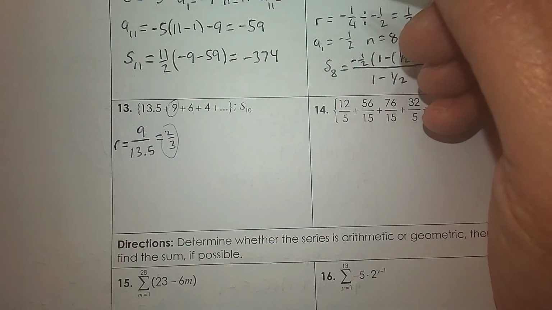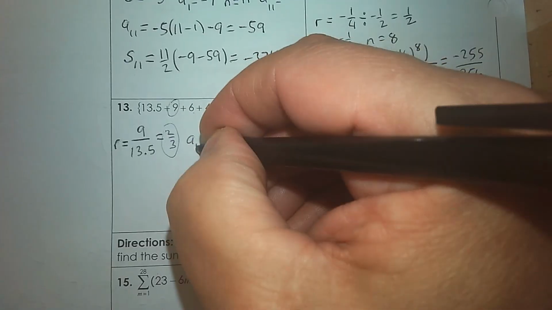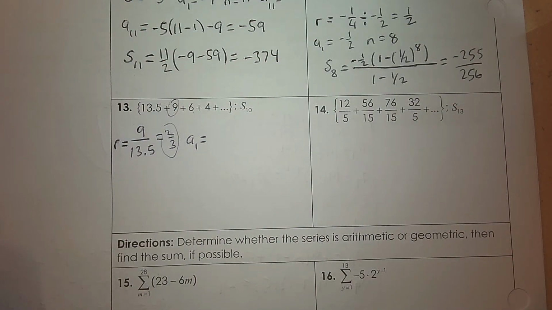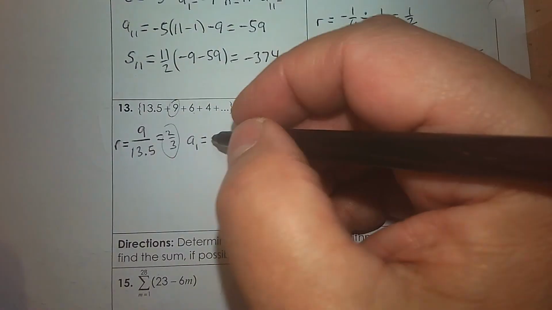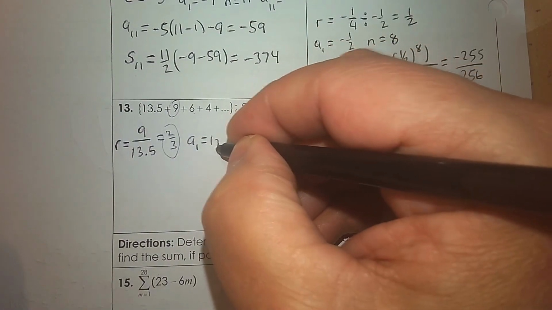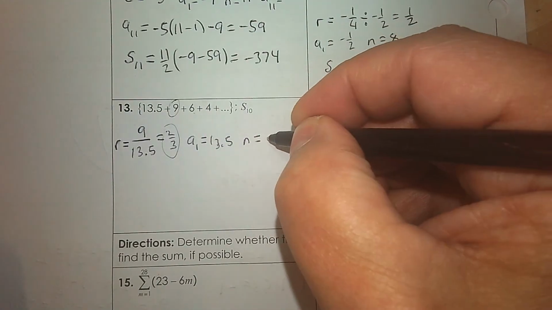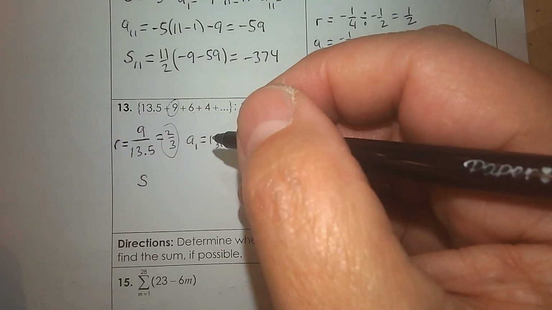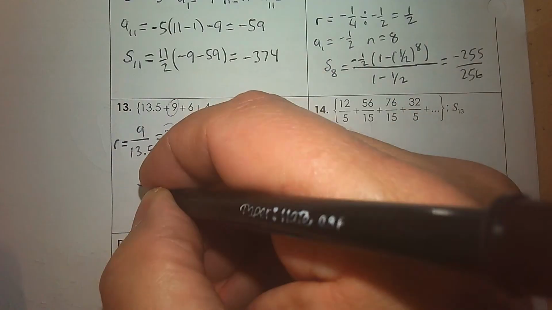Geometric. And I now need to be able to understand what 3 things do I need. So I need to know the first term. You got the ratio. Next is the first term, which is 13.5, and which is, now tell me the formula. I want to add up the first 10 terms.